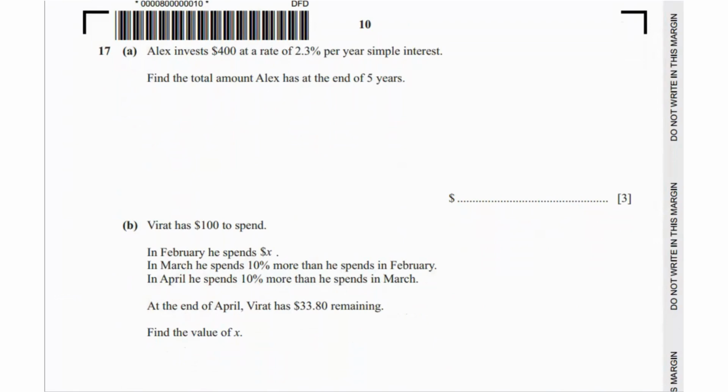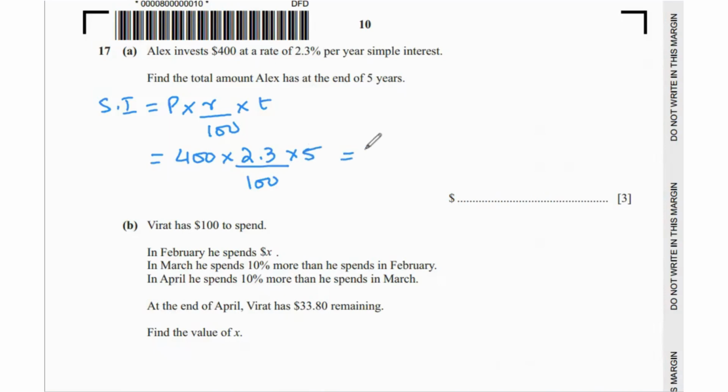Alex invests $400 at a rate of 2.3% per year simple interest. Find the total amount Alex has at the end of 5 years. So for the simple interest, the formula is principal amount times rate of interest over 100 multiplied by time. Principal amount is 400, rate is 2.3 over 100, and time period is 5. So when we plug this in the calculator, what we get is 46. So $46 is the interest that he has earned in 5 years.